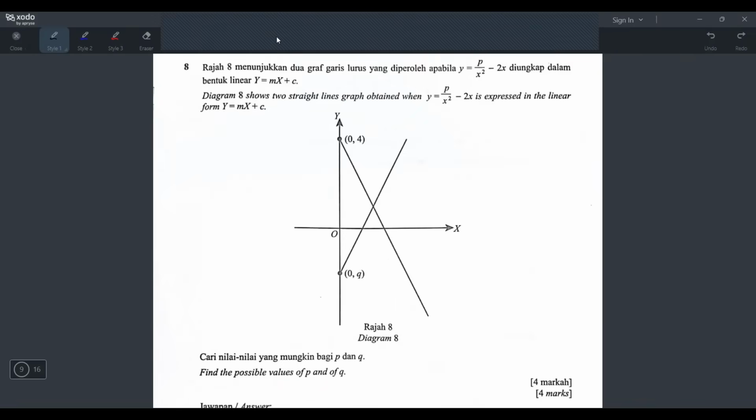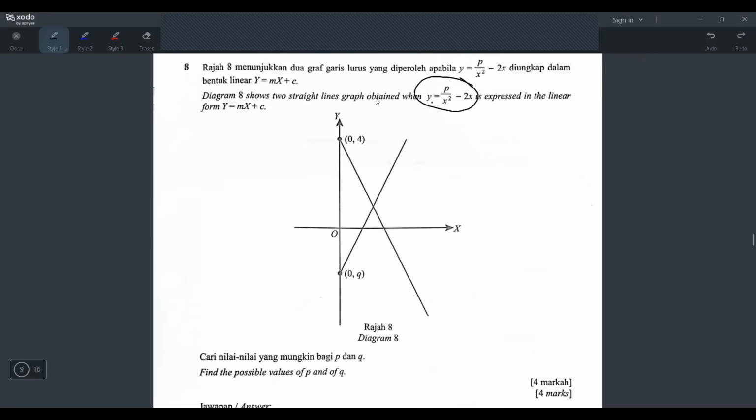Okay, number 8. This looks like a linear law question. Let's go. Okay, let's read the question first. Diagram 8 shows two straight line graph obtained when y equals p over x squared minus 2x is expressed in the linear form. So there's two straight line here. So are they saying that this equation give you two different line? Is that what they meant by that?